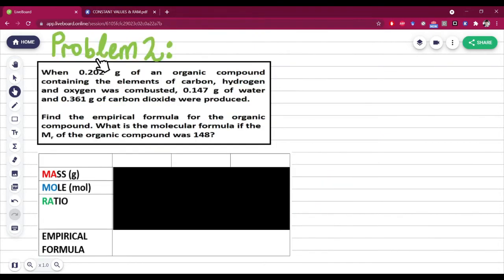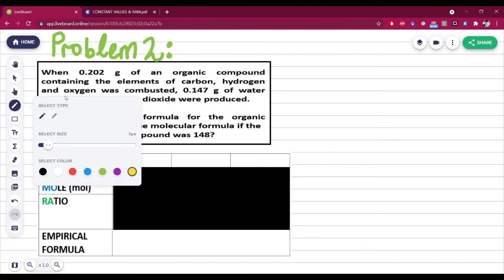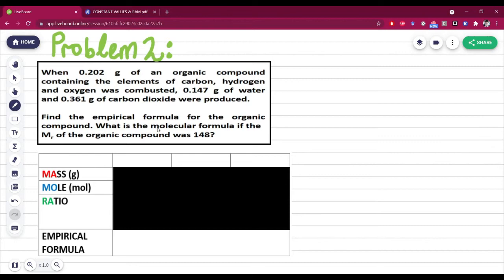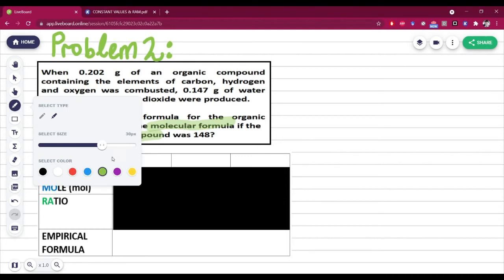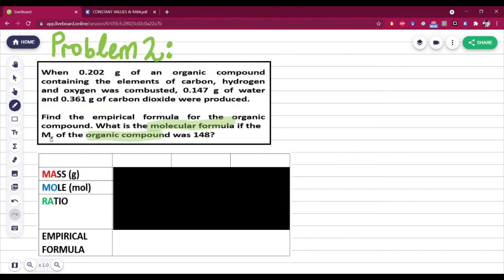Okay, so now what about problem number two? It's similar to what we have done in problem number one, but this time the question wants you to find the molecular formula as well. You need to find out what is the molecular formula for the organic compound when the MR is given. Okay, you have your MR right here given to you. That means we can find out the molecular formula too.